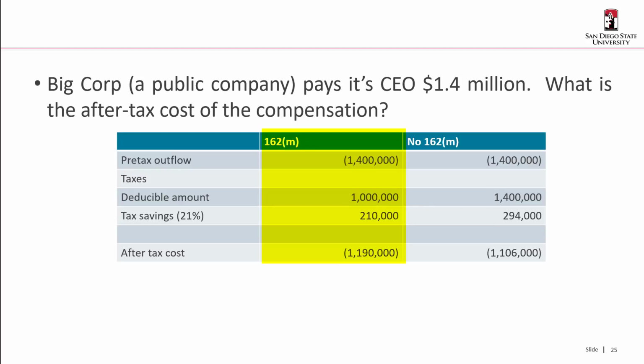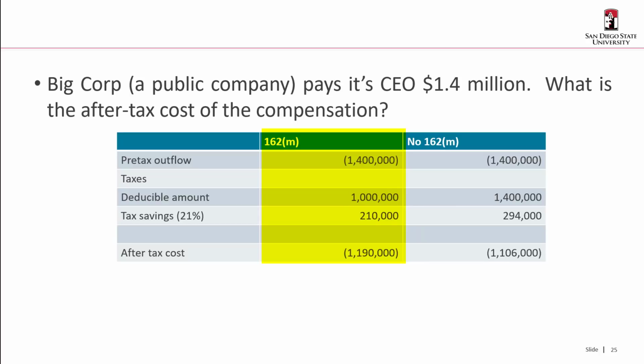So let's start with where there is 162(m). So the pre-tax outflow is $1.4 million, right, because they pay the CEO $1.4 million. Then we need to determine what is the tax savings you can generate. Well, since you can only deduct $1 million, the tax savings you can derive from that is only 21%, or $210,000, which means the after-tax cost is the $1.4 million less $210,000, or $1.19 million.